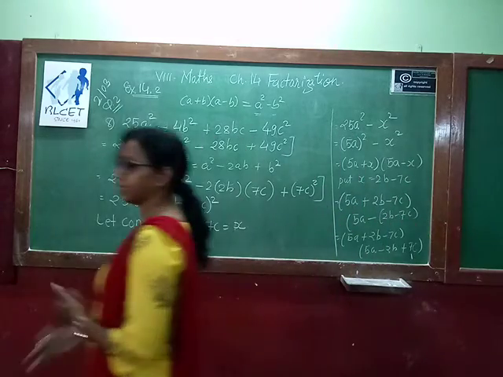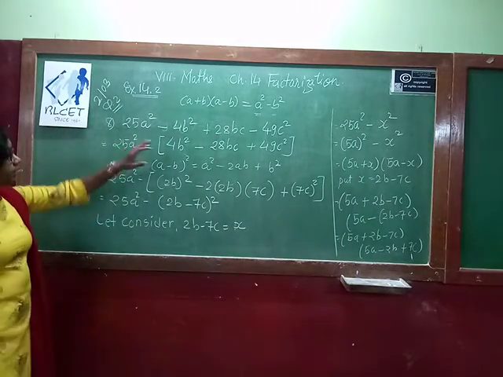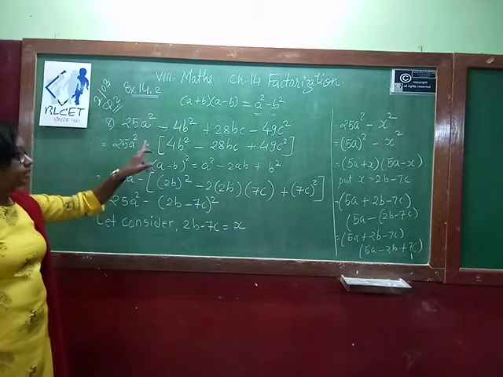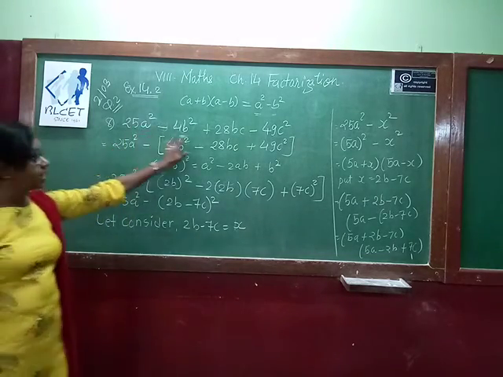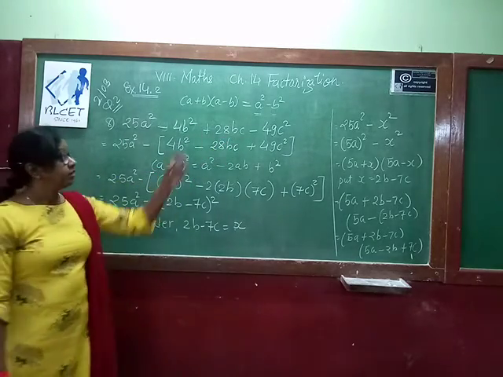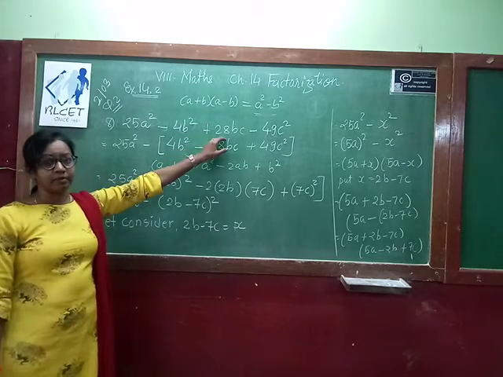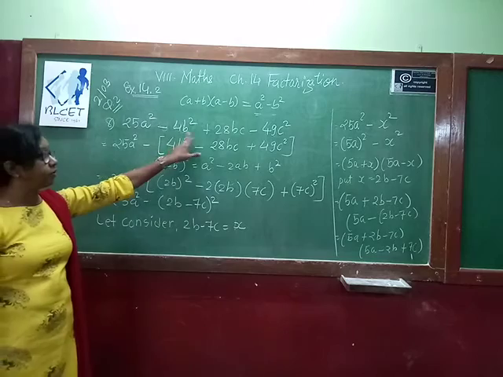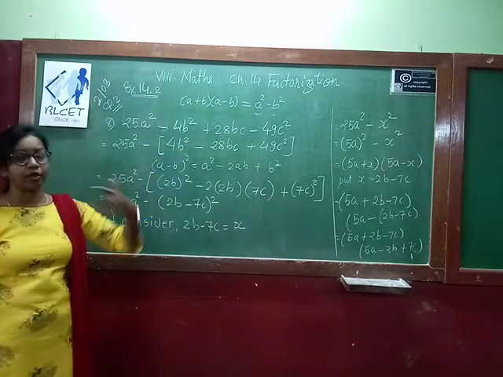Again I am explaining the last question. You have been given the terms. There is an algebraic expression with 4 terms. In that you have been given 3 perfect squares and 1 middle term. So first you have to identify for which terms this middle term is given, either for 25a square and 4b square or 4b square and 49c square. So that you have to find.